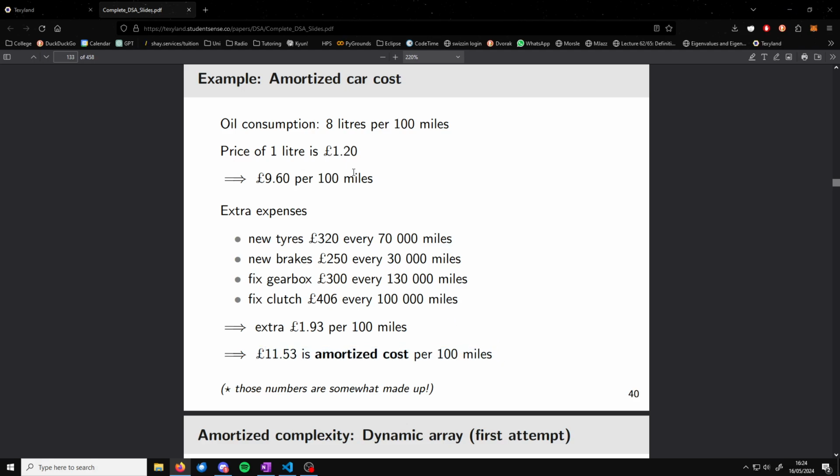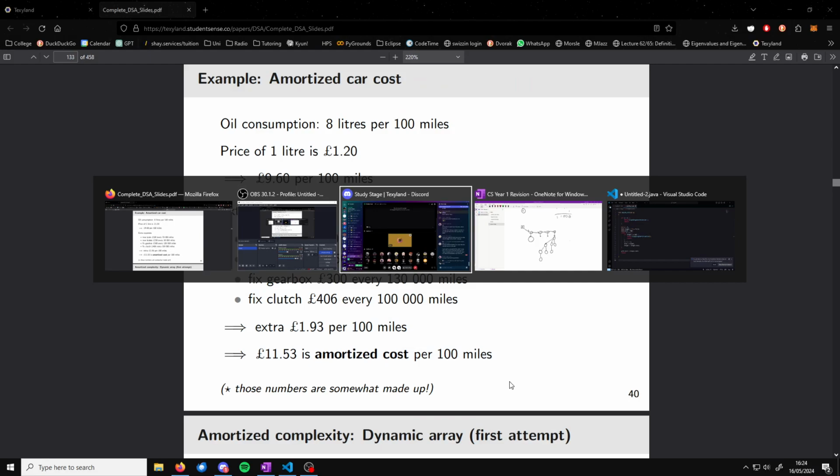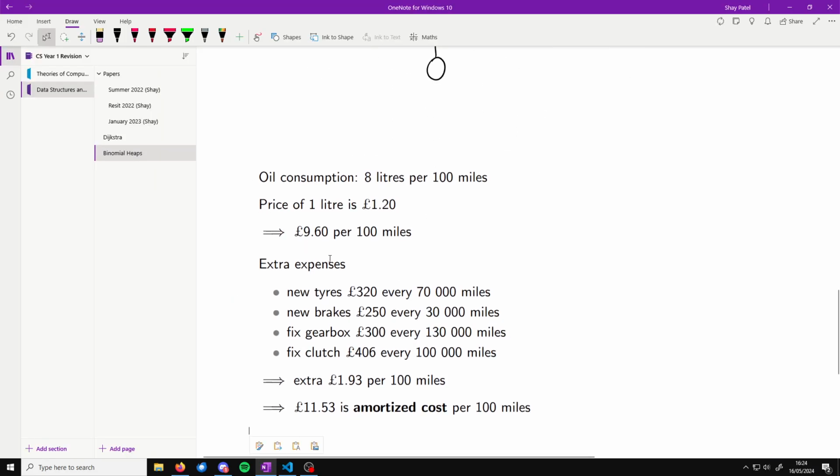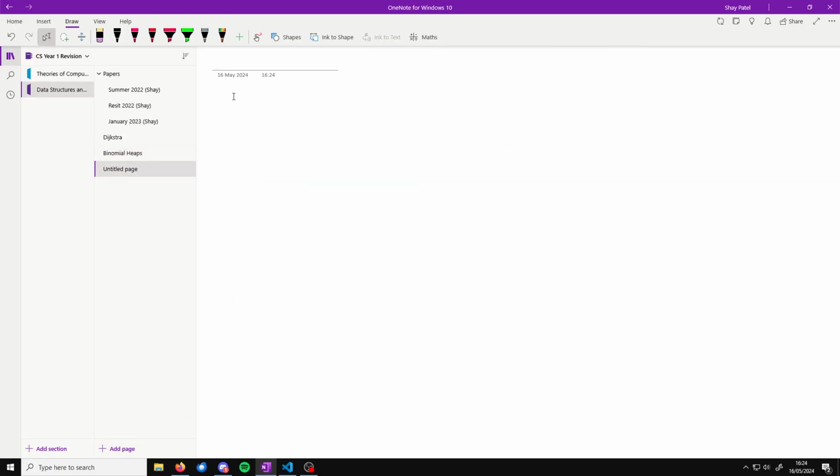So we don't care about a single operation. We care about, in the long term, if we do a bunch of operations, what's the amortized cost? And so how this has been worked out is... actually, let me make a new page.